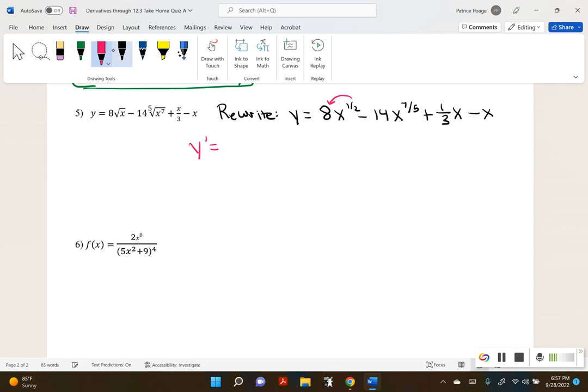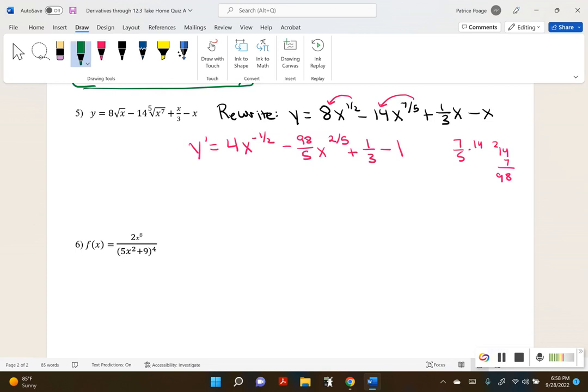So I have half times 8 is 4x to the negative half minus 7/5 times 14 is, I'm going to come off to the side over here, 7/5 times 14, so I'm going to do 14 times 7 is 98, that's 98 over 5 x to the 7/5 minus 1, which is 2/5, plus the derivative of 1/3 x is 1/3 minus the derivative of x is 1.